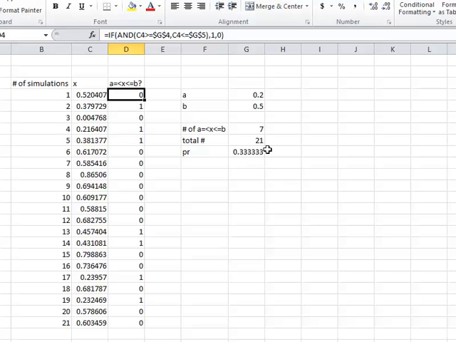So I can calculate how many fall in the range from the 21 simulations here. Out of 21 simulations, 7 fall into the range, so the simulated probability is 0.33. The theoretical probability is 0.5 minus 0.2, which is 0.3. So you can see that roughly, the simulation matches our conceptual calculation.